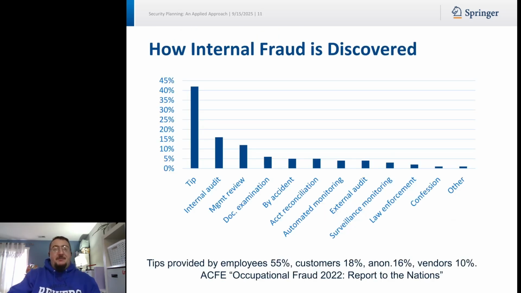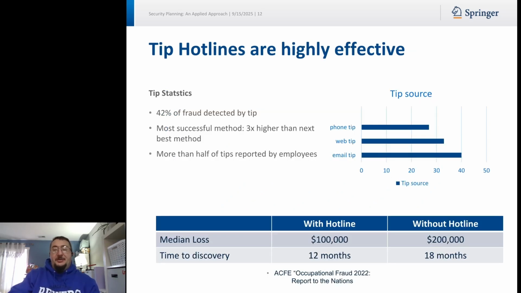Most of the time, fraud gets found out by someone else telling people about it. After that, it's an internal audit and then review of management's. It's pretty tough to detect otherwise. Tip hotlines. With and without, you can see here the difference. $100,000 to $200,000 and 12 to 18 months between discovery.